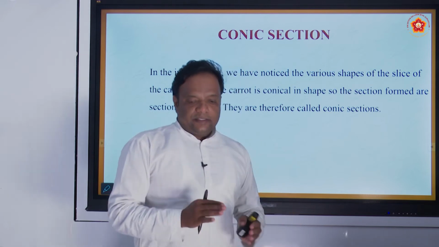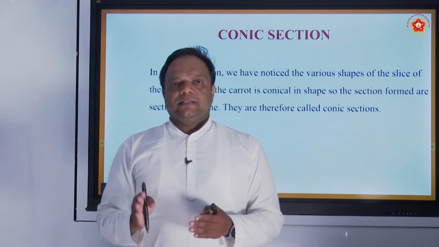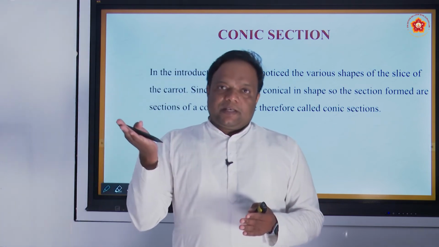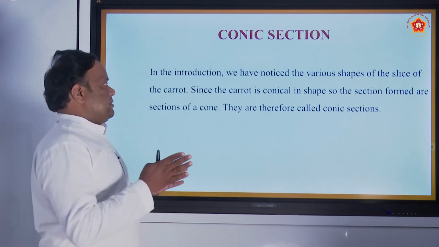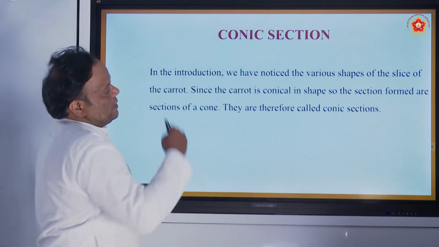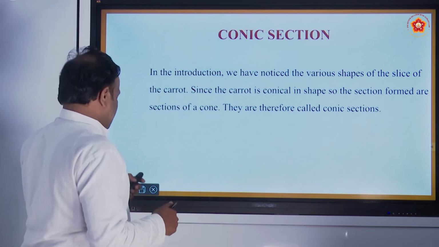So you have to cut the cone in different ways, parallel to the base, not parallel to the base, and passing through the base like that. We get different sections from the cone, correct? They are therefore called the conic sections. These sections are said to be conic sections.